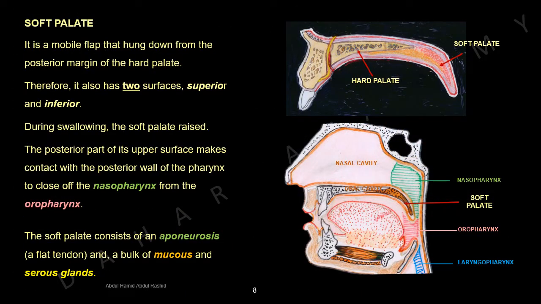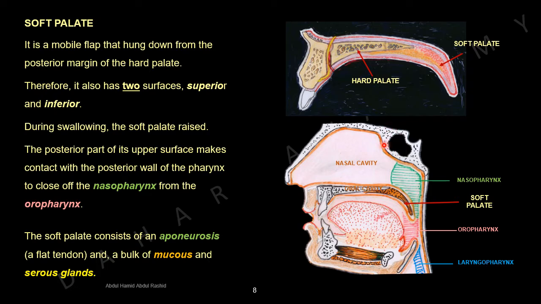Soft palate. We have two diagrams here. The upper one is the palate. You can see this part is the bony part, the hard palate. The soft palate is a mobile flap that hangs down from the posterior margin of the hard palate. The hard palate has two surfaces, a superior nasal surface and an inferior oral surface. In continuation, the soft palate also consists of superior and inferior surfaces.